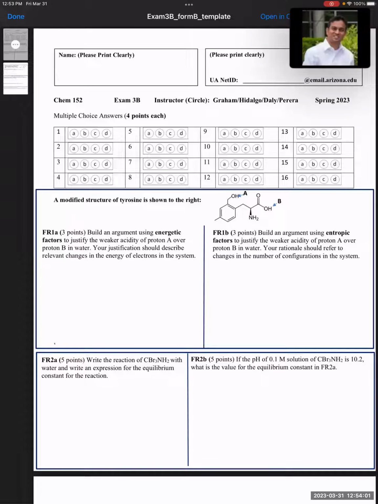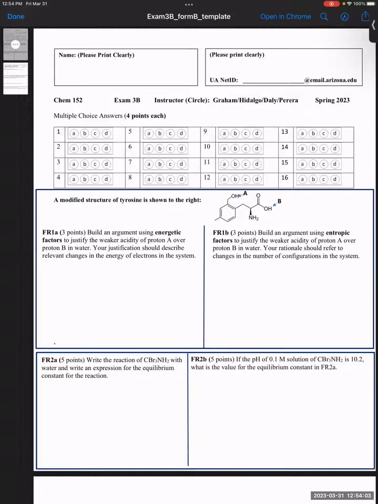All right, let's go over some questions from exam 3B. First one, free response 1A. Build an argument using energetic factors to justify the weak acidity of proton A compared to proton B.